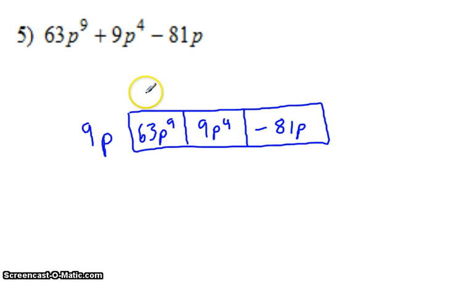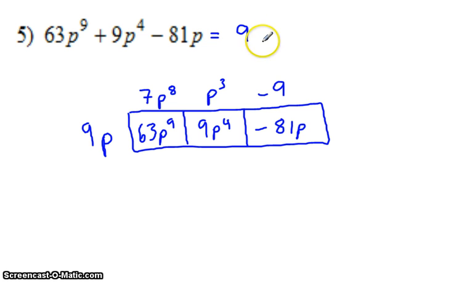And let's see here. 9 times what gives me 63? Well, that would be 7. p times what gives me p to the 9th? That would be p to the 8th. 9 times what gives me 9? That's just 1. But p to the 3rd times p would give me p to the 4th. And then finally, 9 times what gives me negative 81? That would be negative 9. And then the p's work out. So that's going to be it.